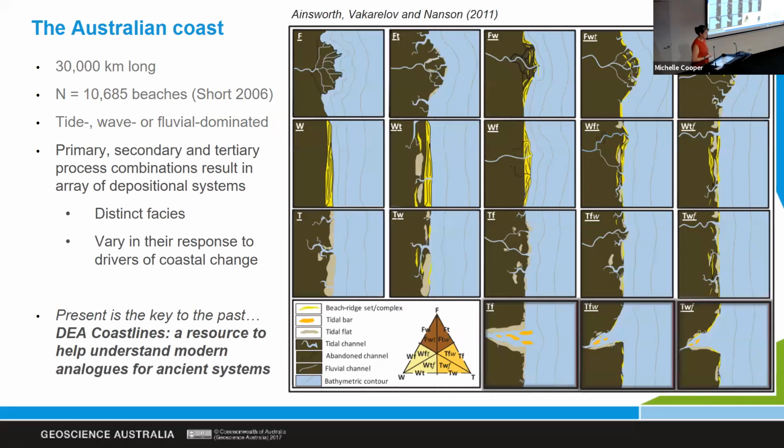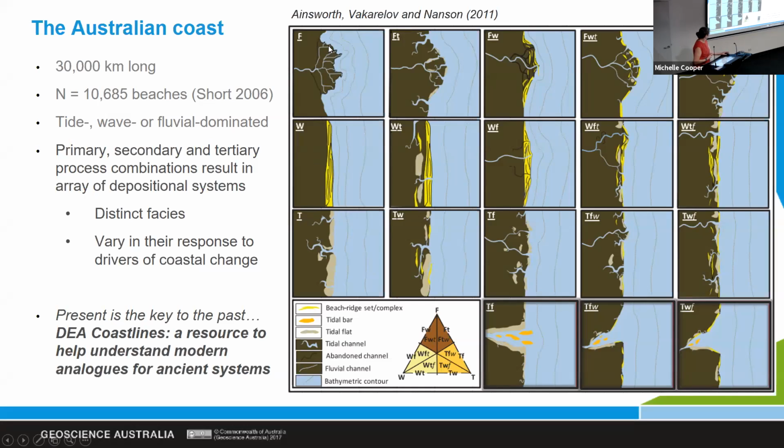But it's probably more useful to consider the three processes that combine to influence the coast. When we think about depositional systems and the complexity of the facies that make them up, it's important to consider not just these primary processes, fluvial, wave, and tide, which sit at the apices of the ternary plot of fluvial, tide, and wave domination that you've probably all seen before. It's these areas in between that introduce a lot of complexity into the coastal depositional system and in the way that they evolve and respond to changing drivers.